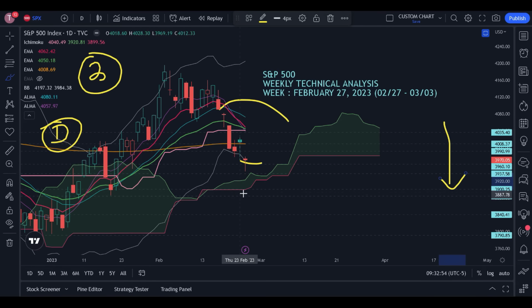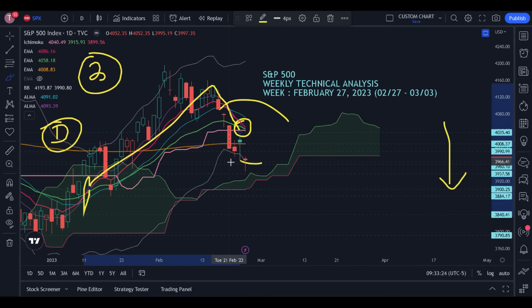Now, moving averages are at a very, very critical junction on this daily chart of the S&P 500. The moving averages are about to cross over, and crossover means the bearish crossover. Last time we saw the bullish crossover, that was in the month of January, and then it moved up. Now we are going to see a bearish crossover. As of now, the moving averages are above the zone of 4035, and the closing of the S&P 500 was at 3970.